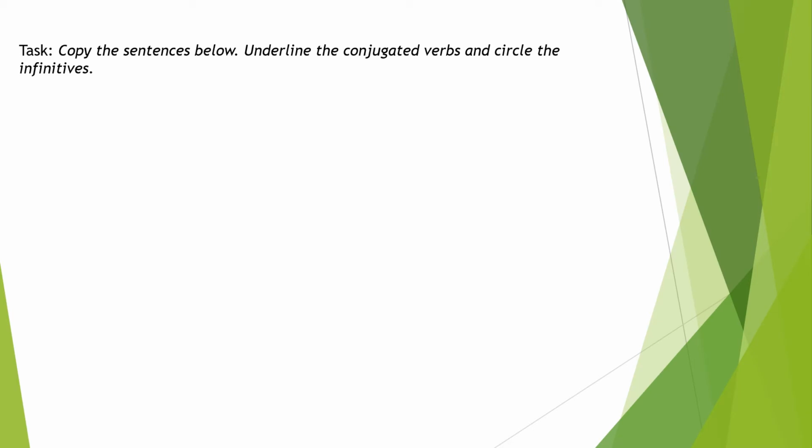So the first task you're going to do to introduce this grammar topic is to copy the sentences below that you're about to see. There are 6 of them. You're going to underline the conjugated verb and circle the infinitive. I'm going to do the first sentence with you so that you have a little reminder of what a conjugated verb is and what an infinitive is.